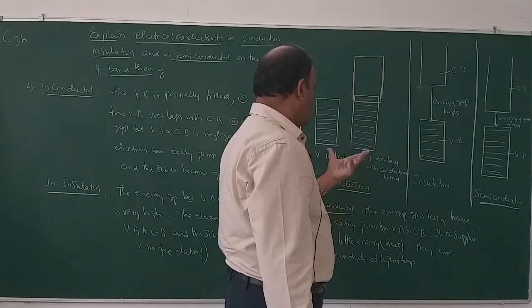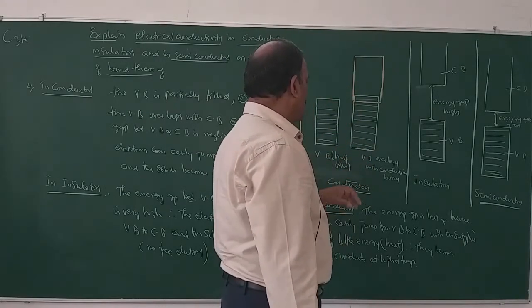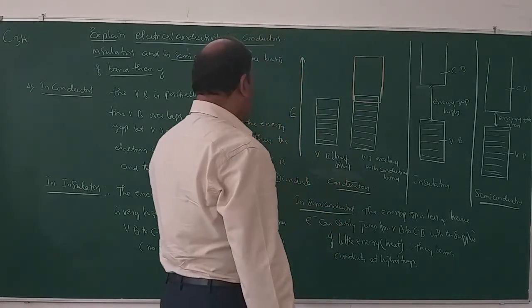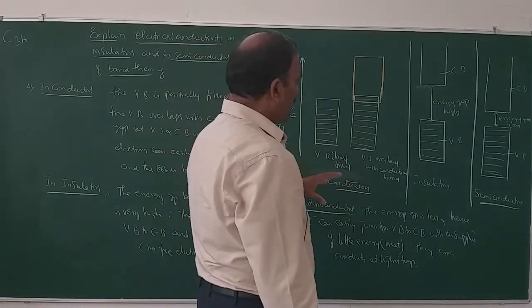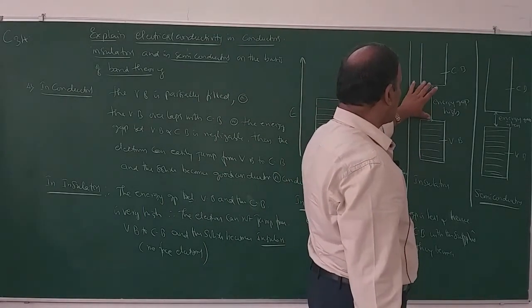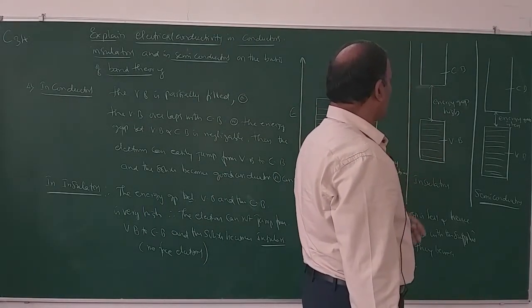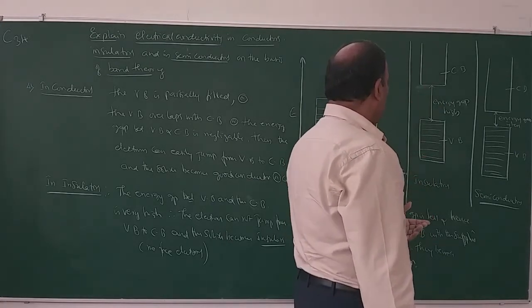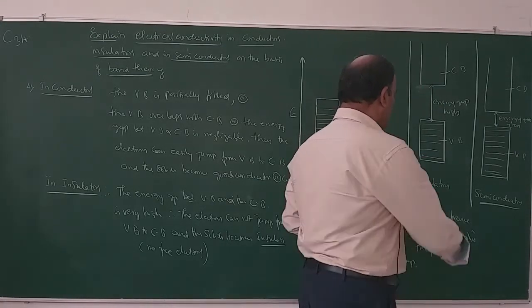In such a case, electrons can easily move from valence band to conduction band and the solids become conductors. In insulators, the energy gap between valence band and conduction band is very large. Therefore, electrons cannot easily move from valence band to conduction band and the solids become insulators.